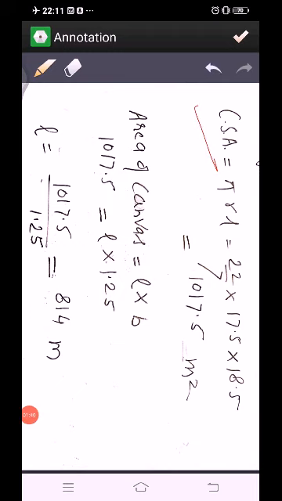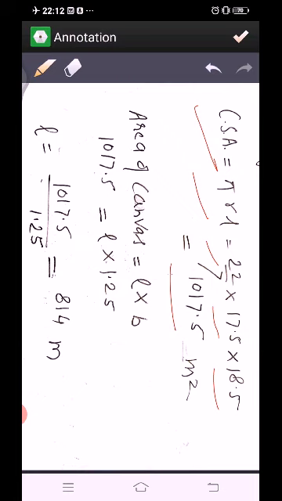So now we can find out its curved surface area, that is pi r L, pi 22 upon 7 because not given. So R equal to 17.5 meter given, and this slant height L we have got 18.5. So on multiplying and doing all the calculation, we will get 1017.5 meter square curved surface area.